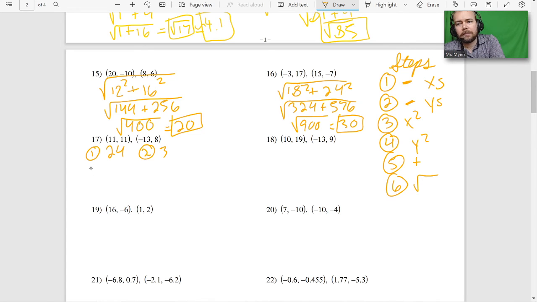So then step 3 would be to square the x. 24 squared, 576. Square the 3 and you get 9. Okay. Then you add them. 576 plus 9 is 585. And then you take the square root of that.